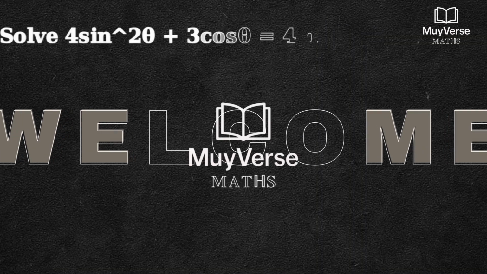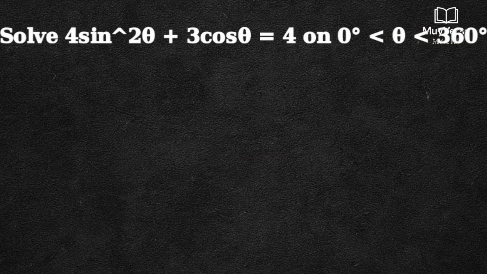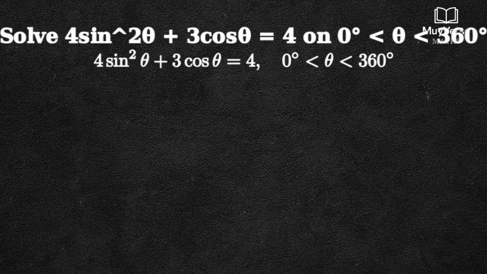We will solve the equation 4 sine squared theta plus 3 cosine theta equals 4 using the identity sine squared theta plus cosine squared theta equals 1. And we will read solutions on a quick unit circle cue for speed. Step 1. Write the given equation together with the interval.